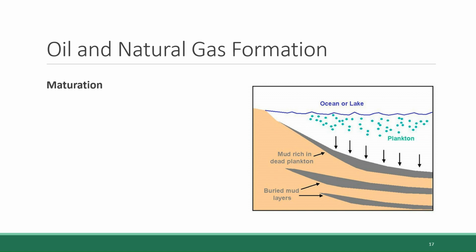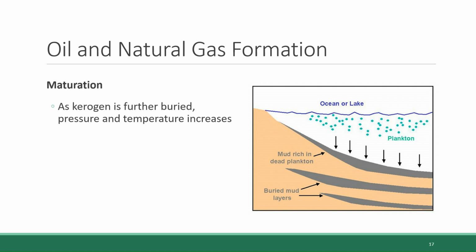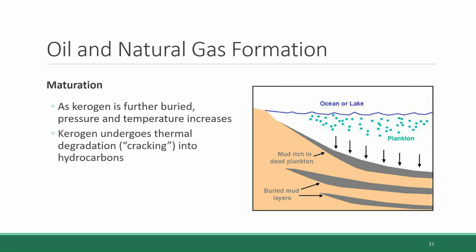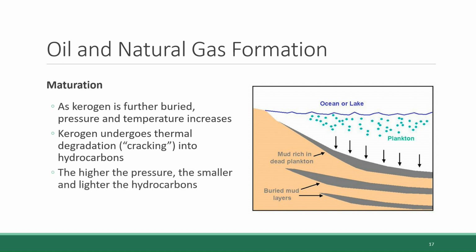Then next comes maturation. As more sediment layers build up, the kerogen gets buried even further and the pressure level increases, as does the temperature. Under these high temperature and pressure conditions, the kerogen undergoes thermal degradation, which is also known as cracking, and this transforms it into hydrocarbons. The higher the pressure and temperature, the smaller and lighter the hydrocarbon molecules.